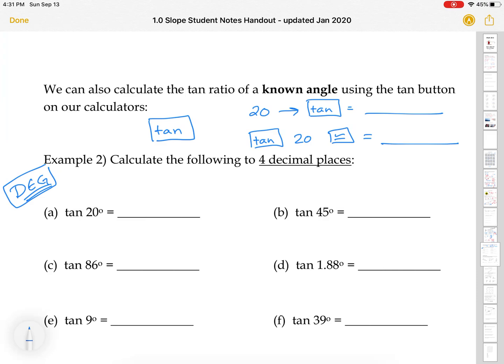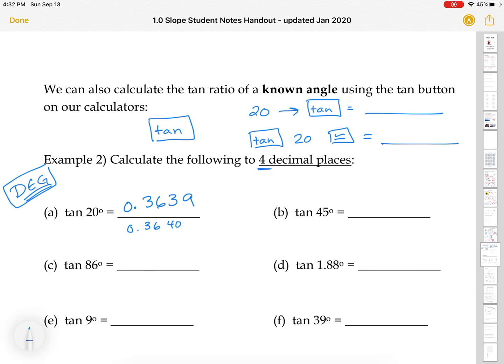Sorry, I did the wrong button there. So we're doing 20 degrees, and we want to know the tan. So for your scientific calculators, put in 20 and then hit the tan button, and you should get 0.3639. We're only doing 4 decimal places. Okay, and this actually rounds up, so it would be 0.3640, but I'll cut you some slack.